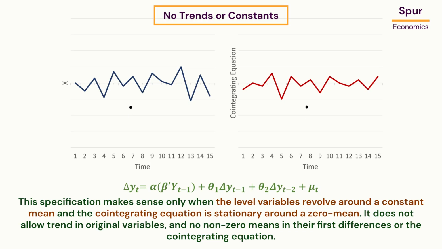This specification makes sense only when the level variables revolve around a constant mean and the cointegrating equation is stationary around a zero mean. It does not allow trend in original variables, and no non-zero means in their first differences or the cointegrating equation.